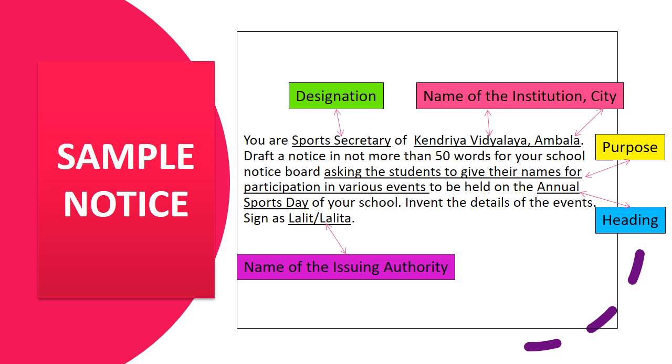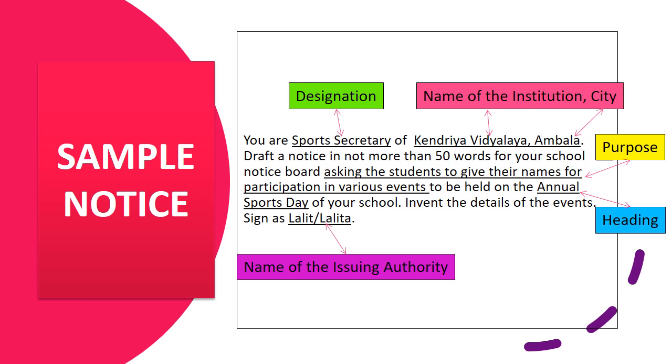Draft a notice in not more than 50 words for your school notice board, asking the students to give their names for participation in various events to be held on the annual sports day of your school. Now, what is the purpose of writing the notice? It is also in the question, to ask the students to give their names for participation in various events. And heading is also there. Now, it is an annual sports day, so our heading will be annual sports day.